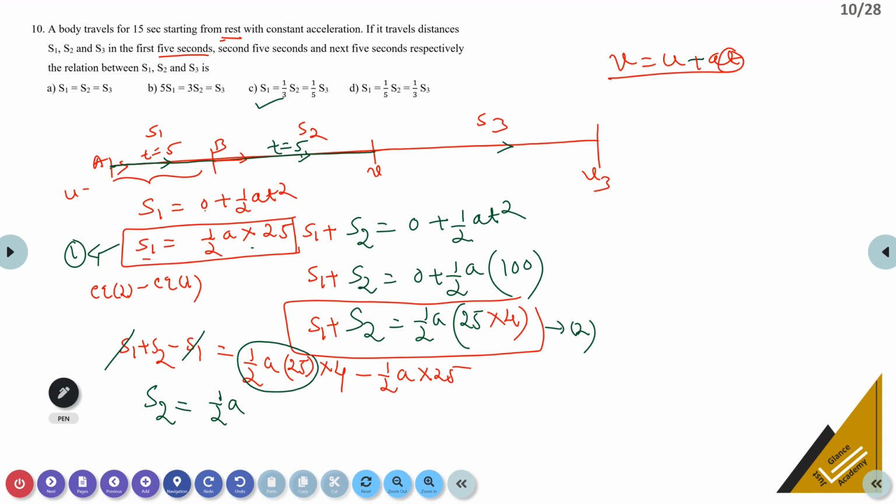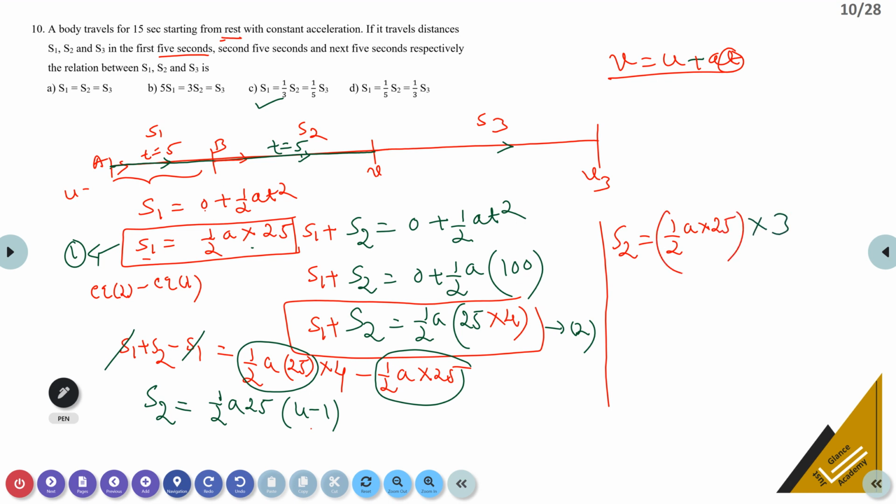25 is the common factor here, it is A into 25. Within the bracket, what am I getting? 4 minus 1 here. 4 minus 1 is nothing but 3. So S2 equals A into 25, multiplied by 3, I am writing.